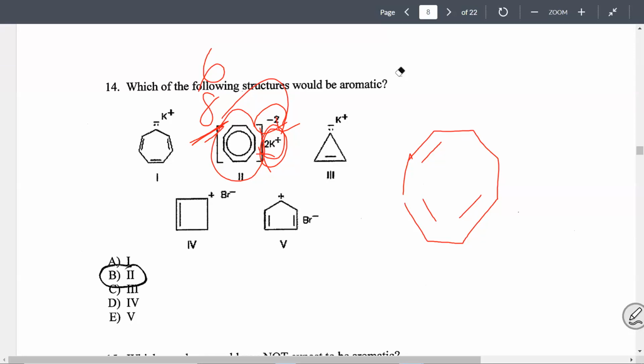I don't like this board. They should be dotted. Something like that. Ionic bonds are not full bonds. So wouldn't it kind of be broken? 10 electrons? 2, 4, 6, 8, 10. It still follows Huckel's rule. Right, it still follows Huckel's rule, yeah.